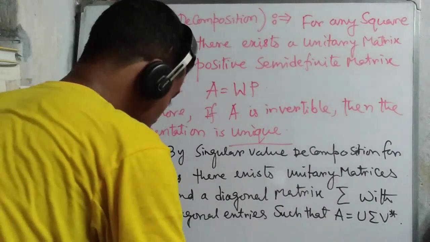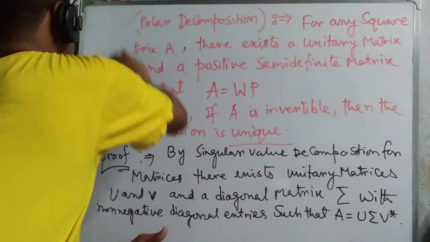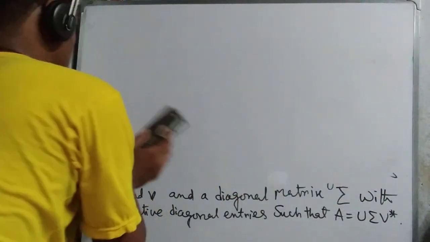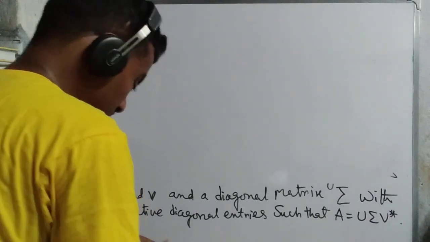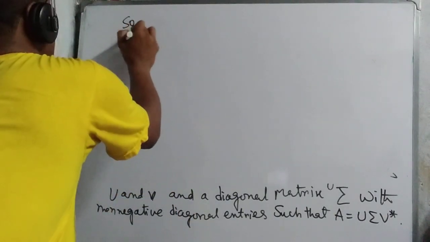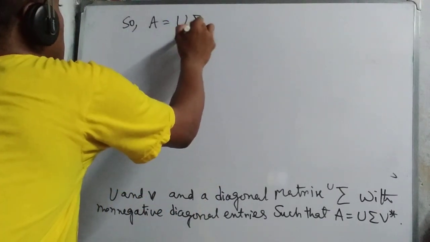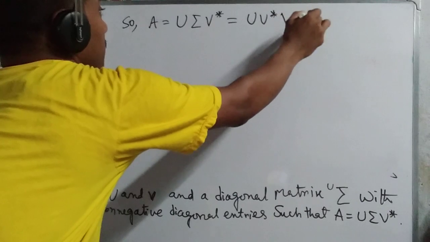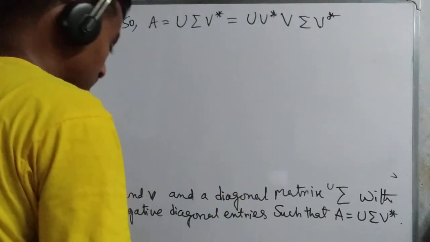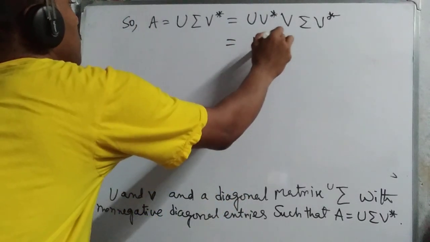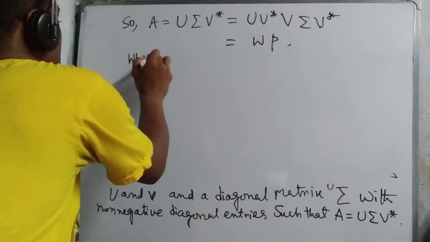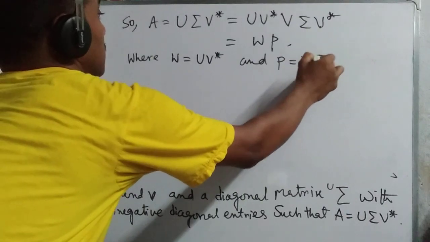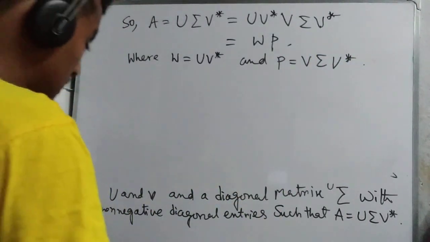Then we erase this portion and go into further discussion. We write it this way. A equals U capital sigma V star, which equals U V star times V capital sigma V star. This one equals W, and this one equals P. So W equals U V star and P equals V sigma V star.